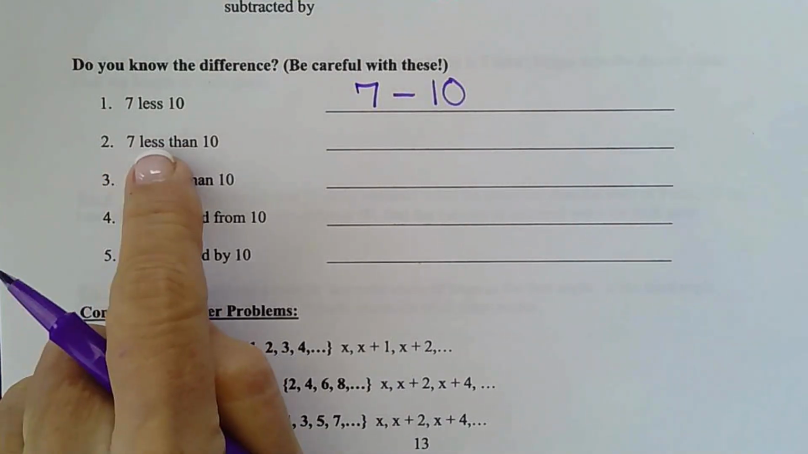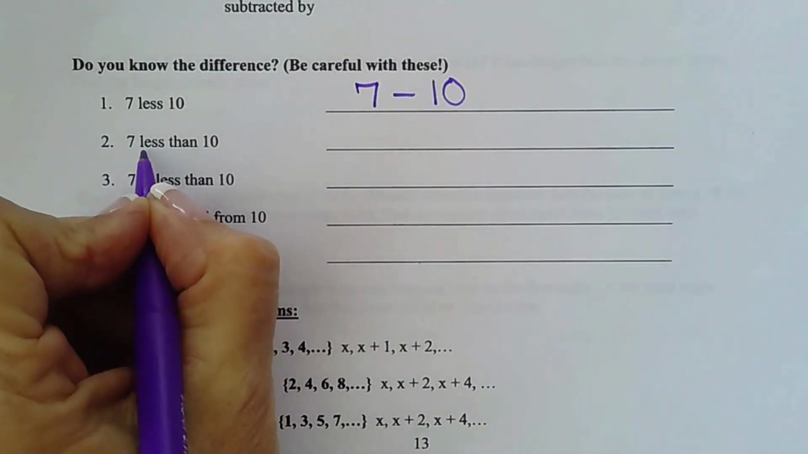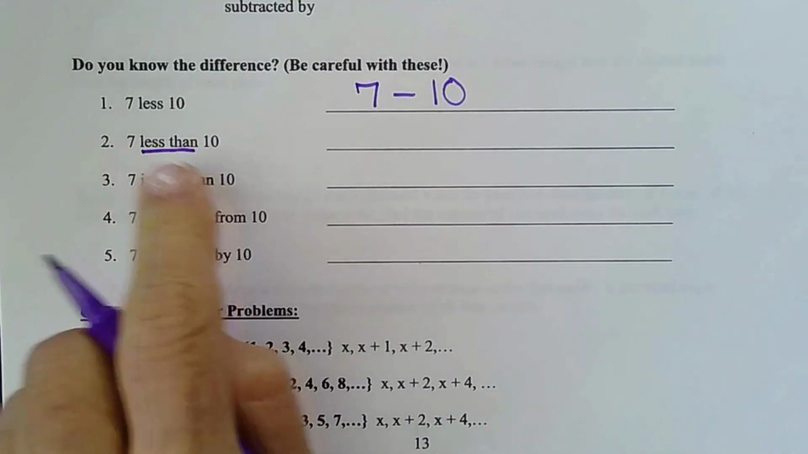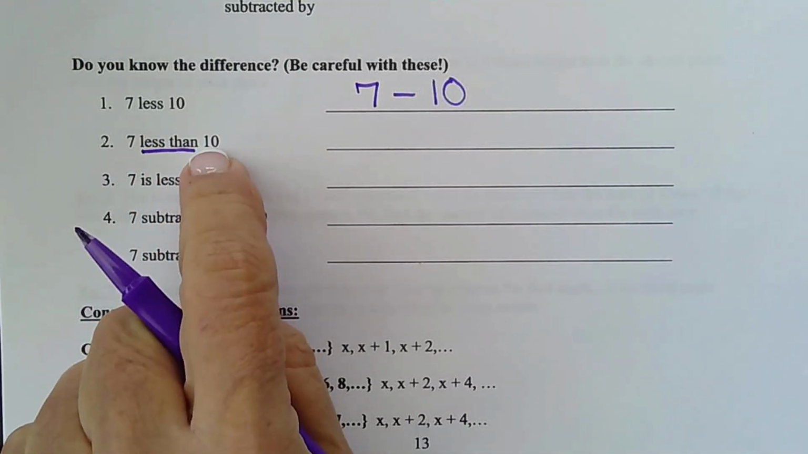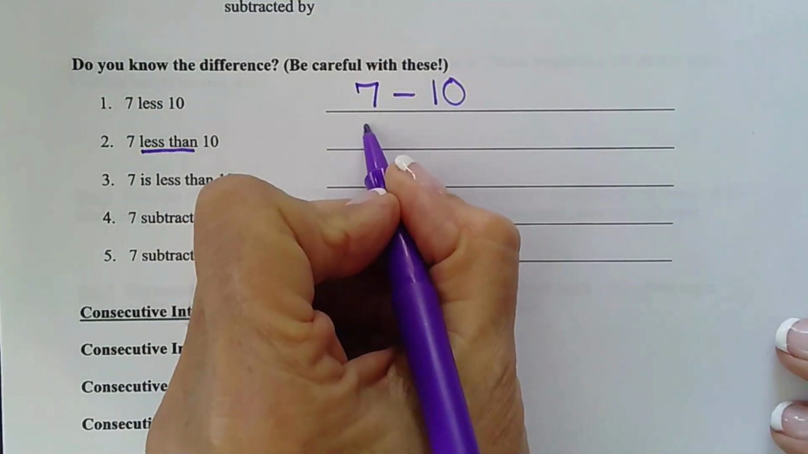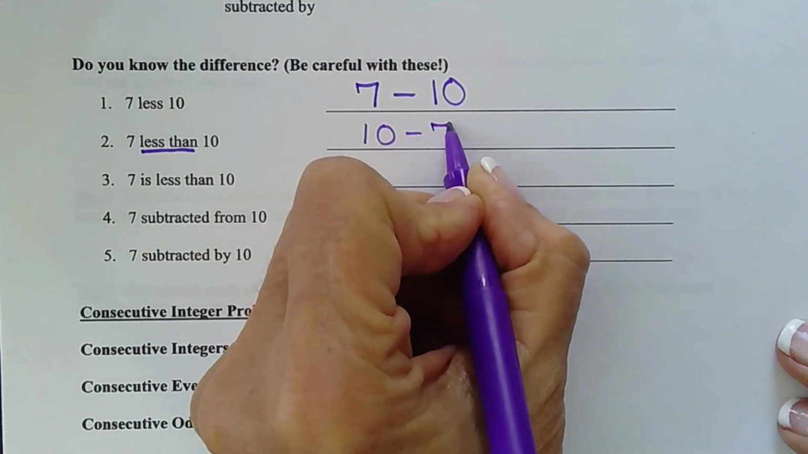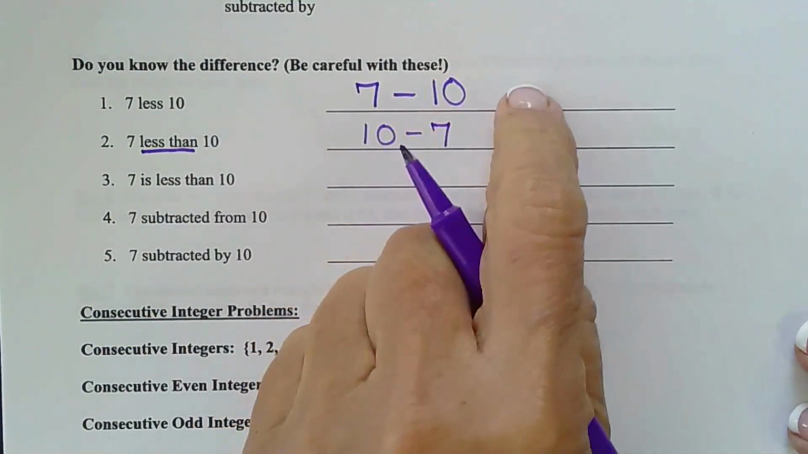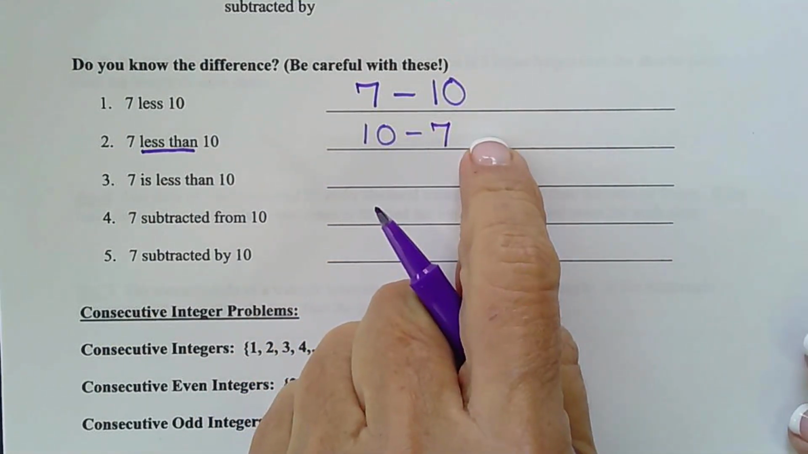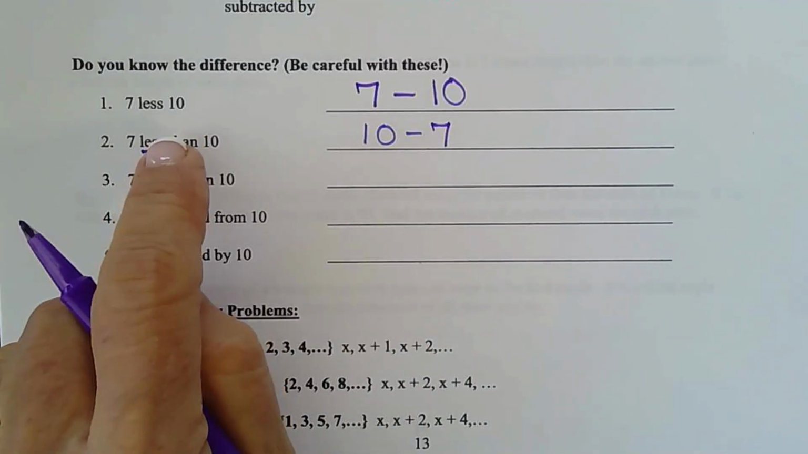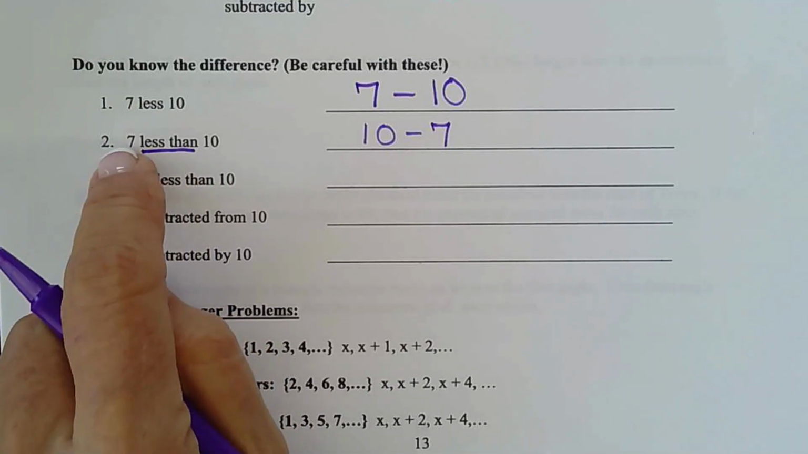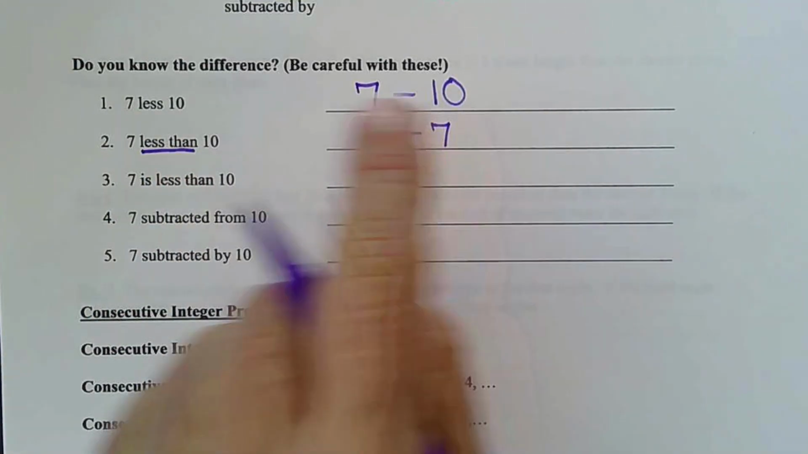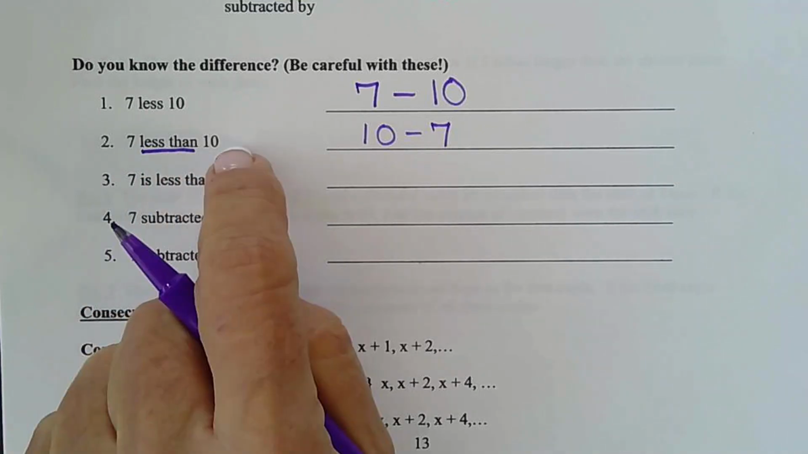This is 7 less than, and we learned when something's less than, that means the 7 is being taken away from 10. So this would be 10 minus 7. And order matters. The answer to this one's -3. The answer to this one's +3. So that one we've worked on more than any other. Less than means that number goes at the end because 7 is being taken away from 10.